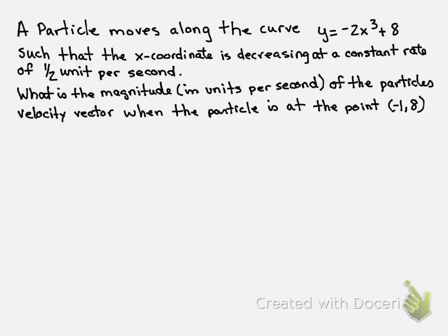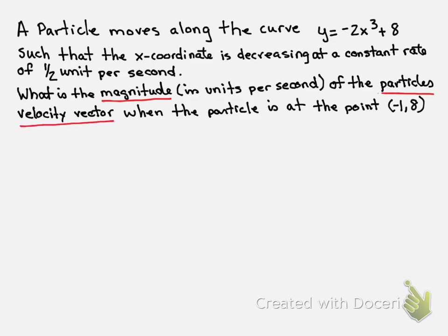Take a second to read this problem. A particle moves along the curve y equals negative 2x cubed plus 8 such that the x-coordinate is decreasing at a constant rate of 1/2 units per second. What is the magnitude, in units per second, of the particle's velocity vector?